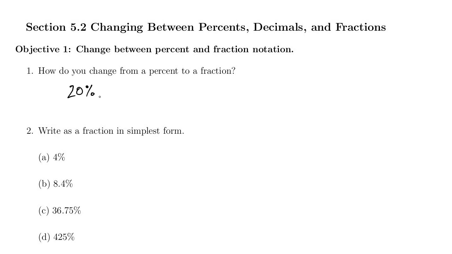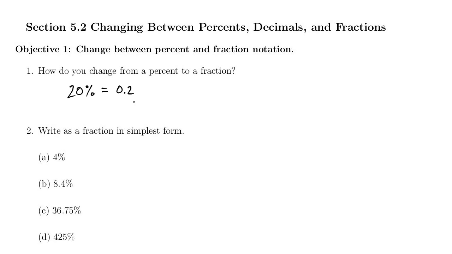Well, we know from the previous section how to change a percent to a decimal. So let's do that first. Okay, so you drop the percent sign, you move the decimal place 2 places to the left. So if we change 20% to a decimal, we get 0.2 or 2/10.